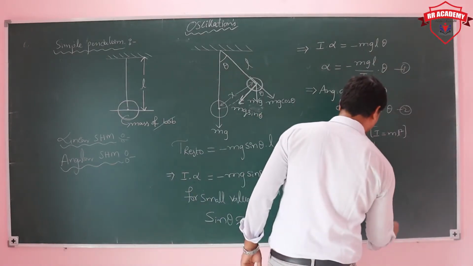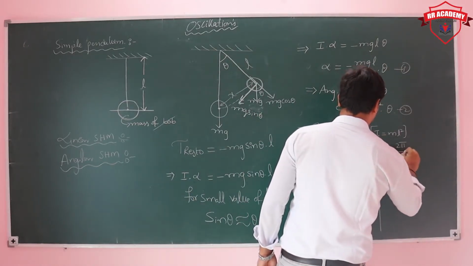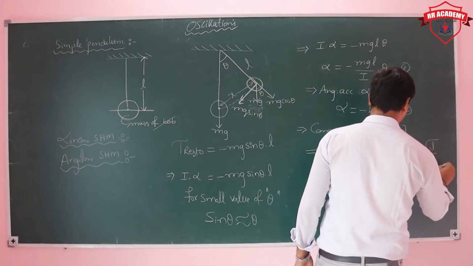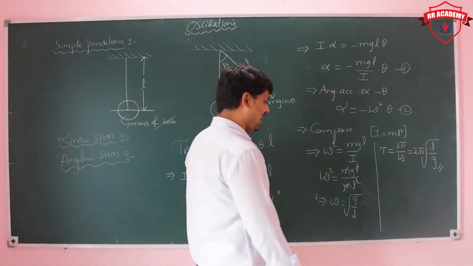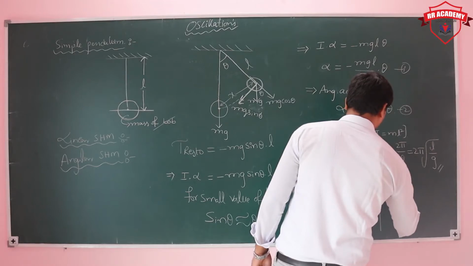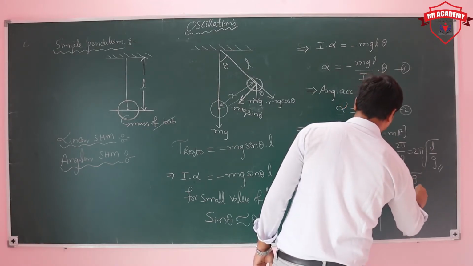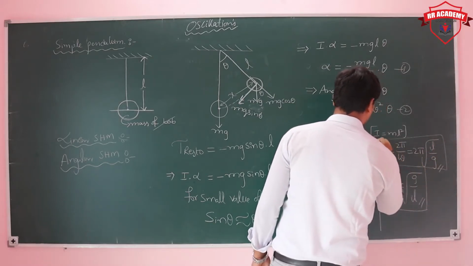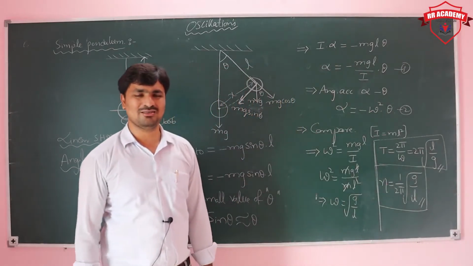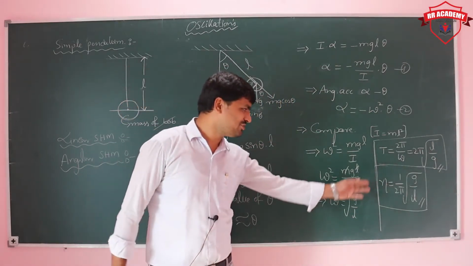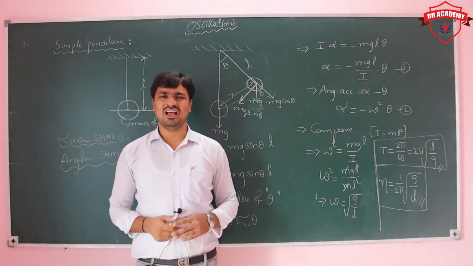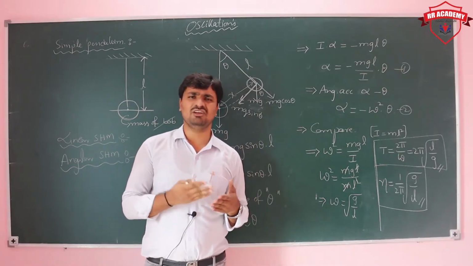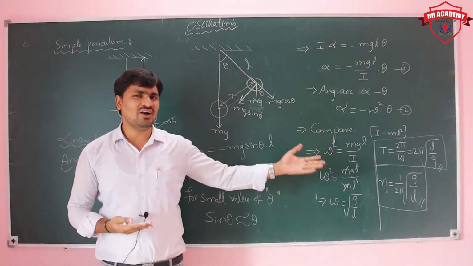Then what about the time period? Time period is 2 pi upon omega, that is equal to 2 pi into under root l by g. And frequency is 1 by 2 pi into under root g by l. Observe what we got: the same. Whatever the time period of the simple pendulum, in the case of linear simple harmonic motion or angular simple harmonic motion, these are the two processes. Take any one, there is no compulsion.